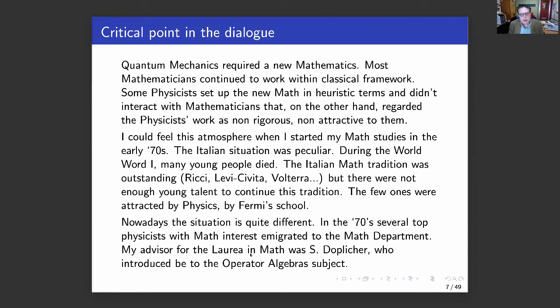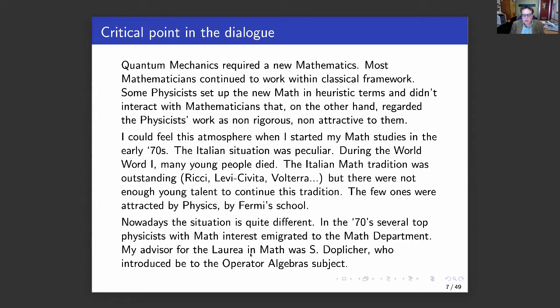It was heuristic. And this was in particular, the situation in Italy was peculiar, because a lot of young people died before the war. So there were not enough good people to support both mathematics and physics. Mathematics had a very high tradition in geometry by Ricci, Levi-Civita, and also functional analysis like Volterra. But young people went to the Fermi school because that's what was attracting the good people.